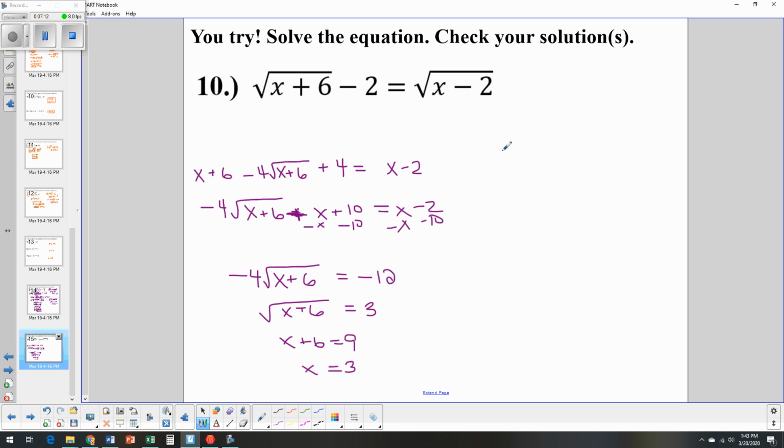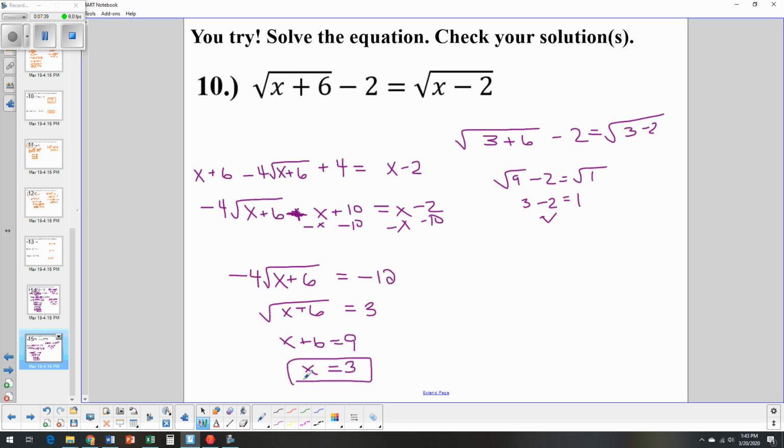All right, if I were to check that, I'd see we get 3 minus 2 equals 1, which is 1 equals 1. That works. So my solution is in fact x equals 3. All right, that's it for this lesson.